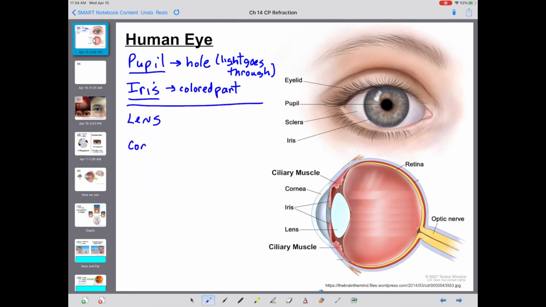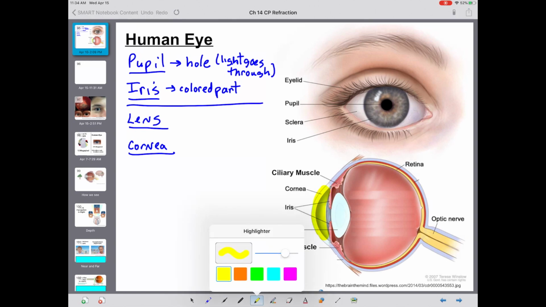Next two parts, the lens and the cornea. Lens and the cornea on the diagram below, and I'm going to highlight a little bit. Your cornea is overall this entire part of the eye, and then the lens would be that part that I'm highlighting right now.